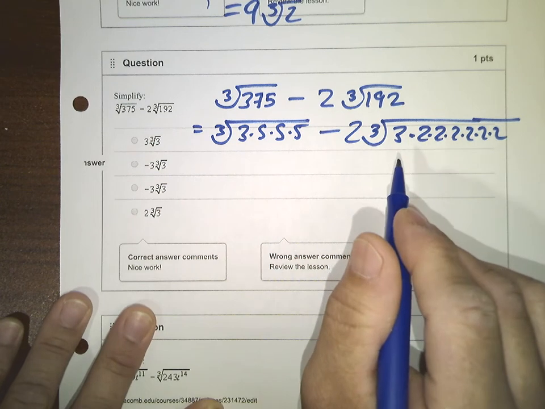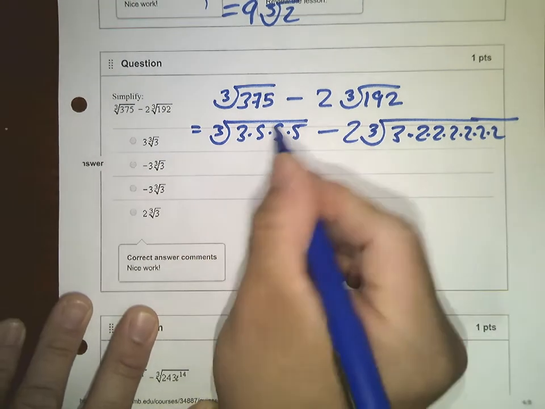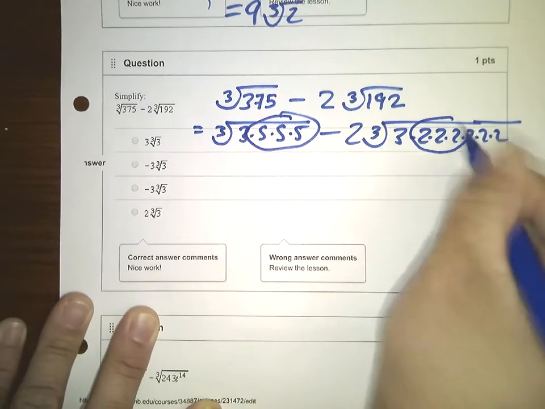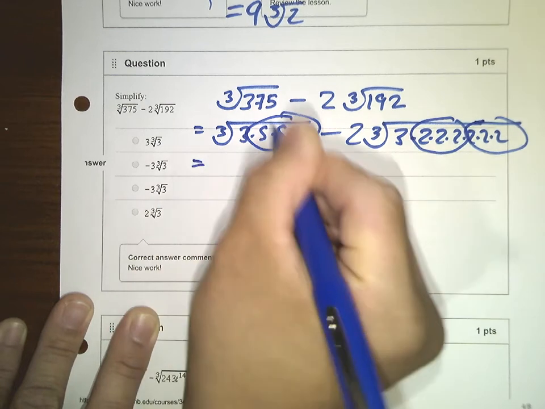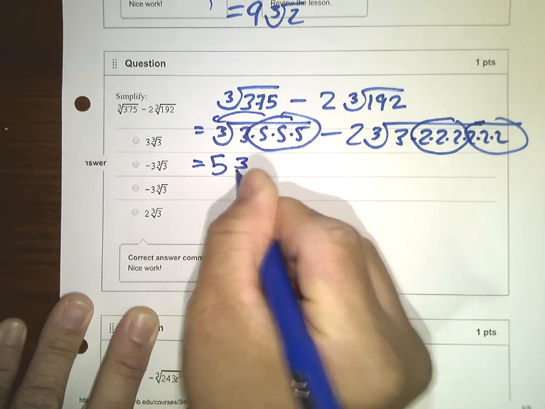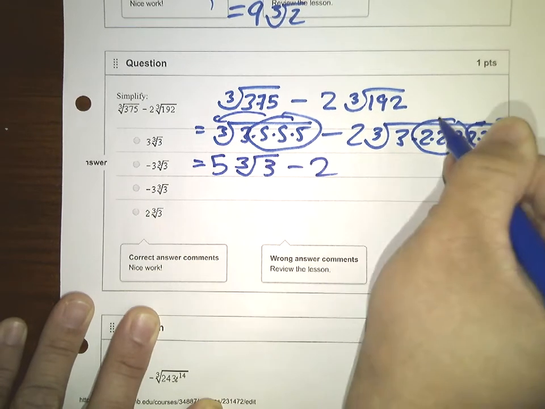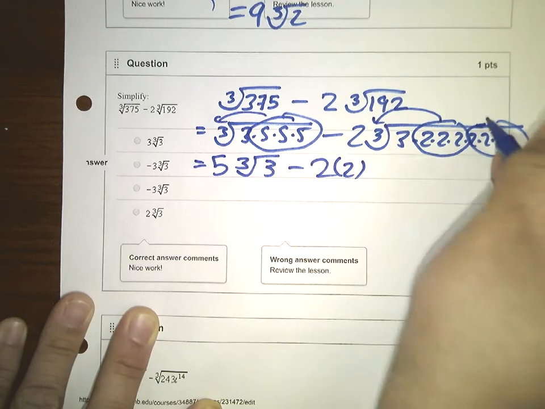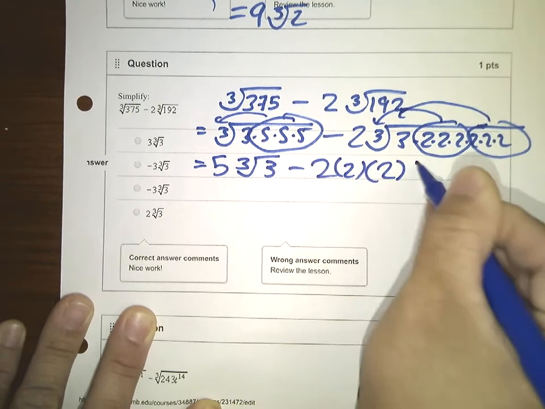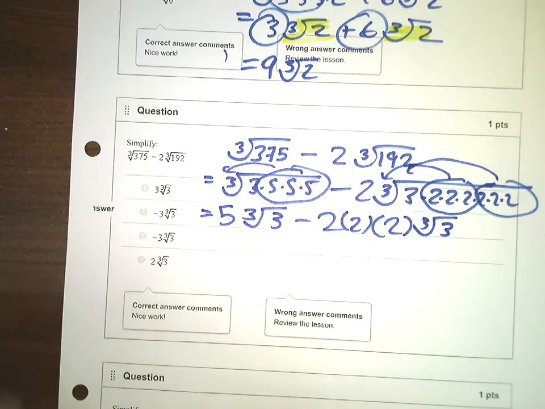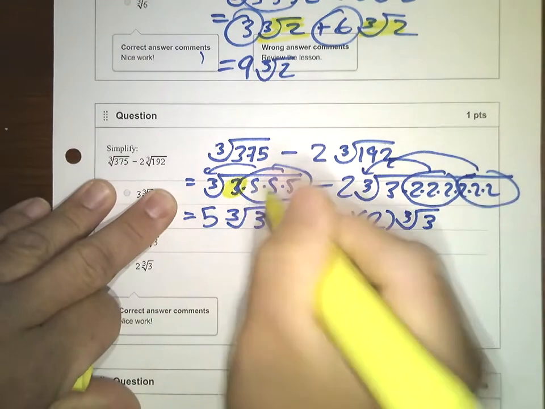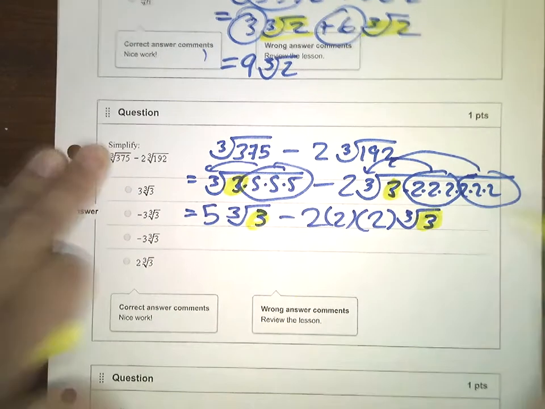And remember, this is a cube root, so I'm looking for groups of 3. So here's 3 5s and 3 2s and 3 2s. So I can bring out a 5. So 5 cube root of 3 minus 2 times, bring out a 2. So 2, and bring out another 2. So 2, and then the cube root of 3 left on the inside. So here is the cube root of 3 left, and here is the cube root of 3 left.